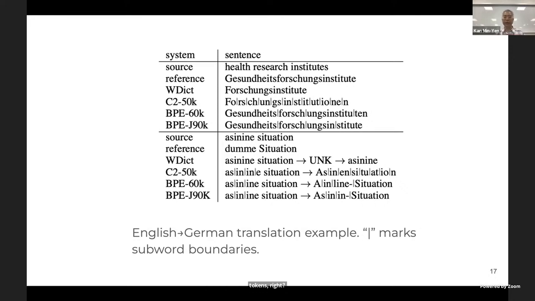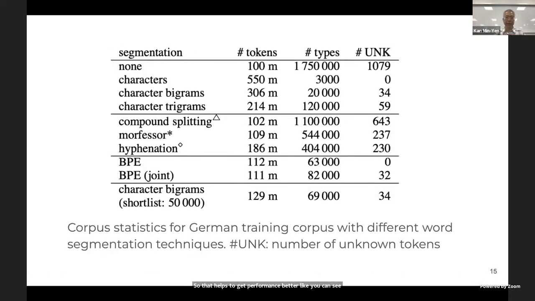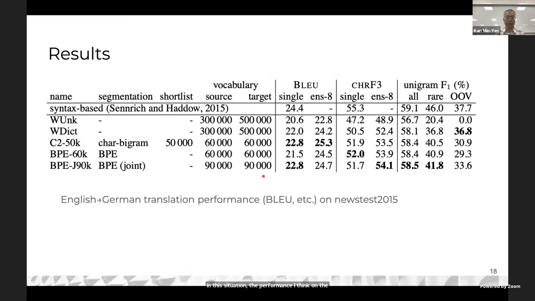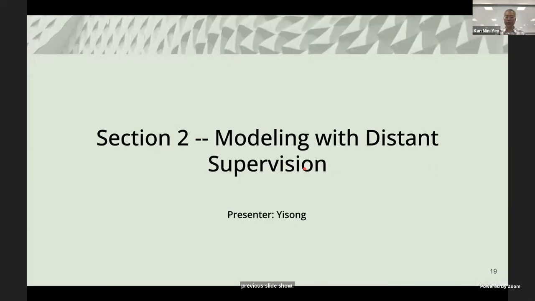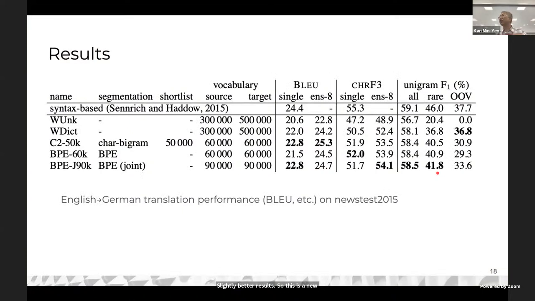You can see in this situation, the performance, I think on a previous slide, showed slightly better results. So this is a new slide that he put in. But you can think about whether that scales up or not, because the joint encoding required two languages to be put together. If you want to translate from N languages to another N languages, you would need to put all of these N languages into one corpus, train BPE on the entire set of data, and then truncate that set of tokens to some amount. That could be more expensive, but it might generalize better.